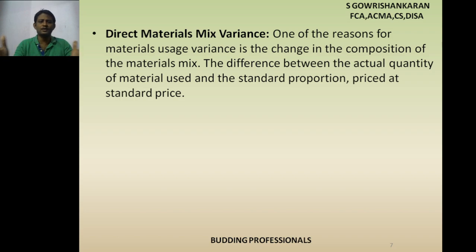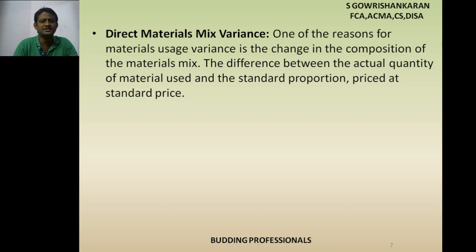Forget about that. But total X 110, Y 110, Z 110 equal to 330 kg. Now what they are trying to say here is direct material mix variance is nothing but, what is the revised standard mix for your actual output? What is the revised standard mix for your actual output?